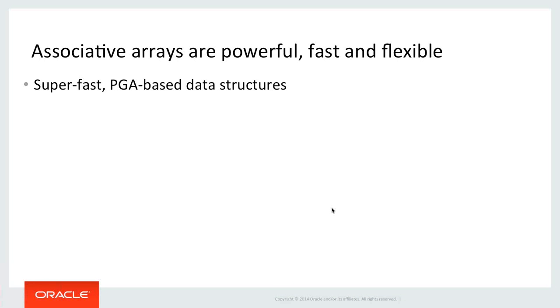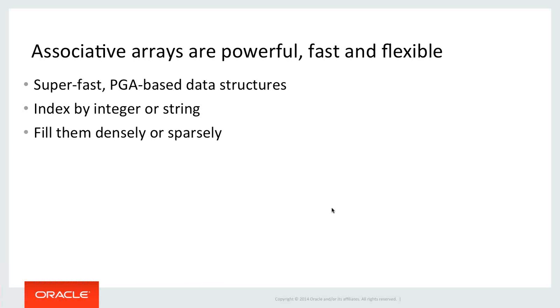But of the three types of collections in PL/SQL, associative arrays is probably the most flexible to use. It's PL/SQL only. You can't use it in SQL statements, though you actually can in 12.1 a little bit. And they're very fast because when you work with collections, and this is true for any collection type, you're working with PGA, or Process Global Area-based memory, not SGA. The really cool thing about associative arrays is that you can index by integer or string, not just by integer. You can fill them densely or sparsely.